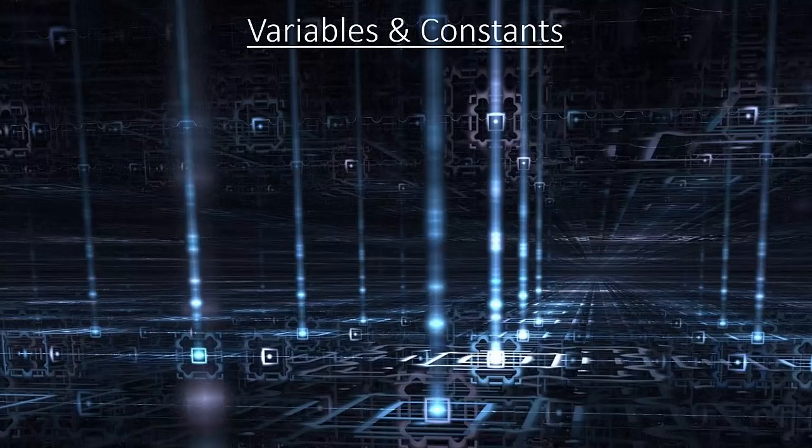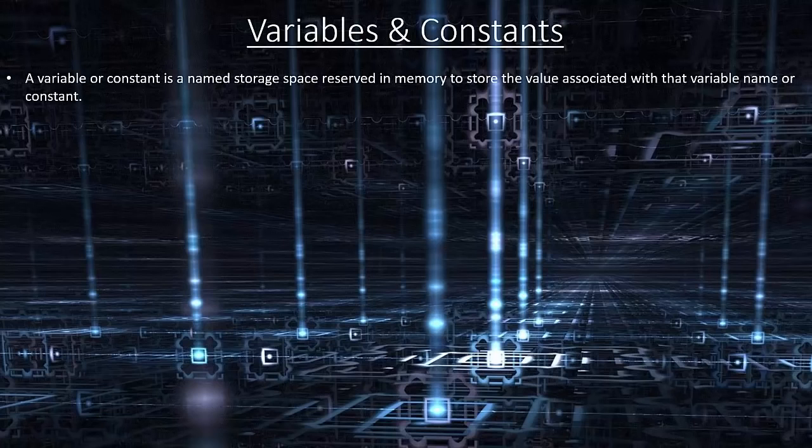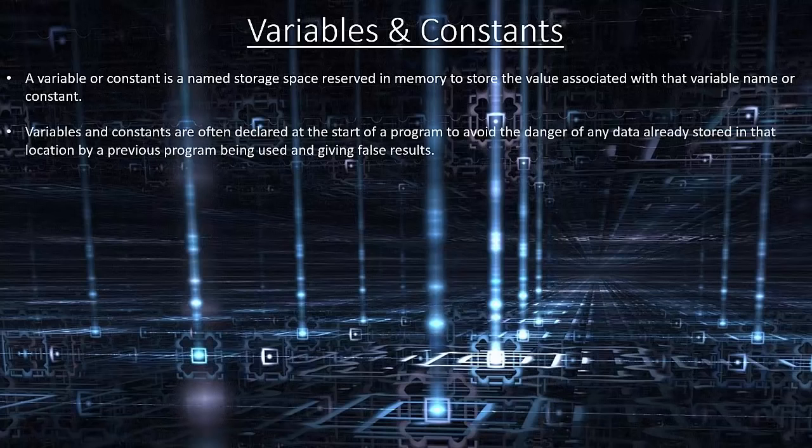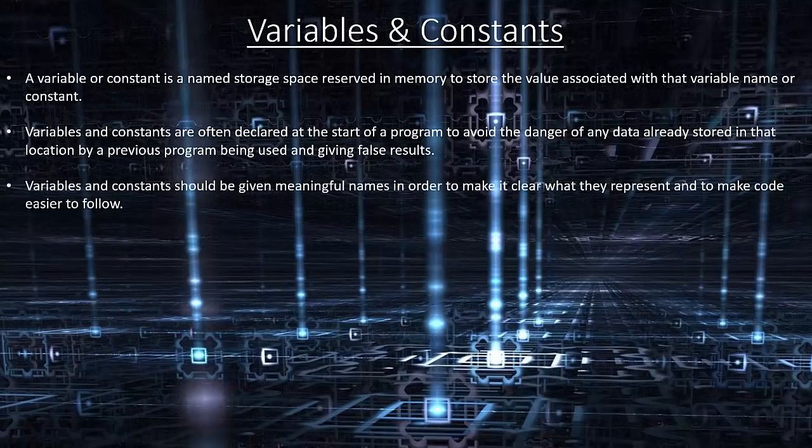Variables and constants. A variable or constant is a named storage space reserved in memory to store the value associated with that variable or constant name. Variables and constants are often declared at the start of a program to avoid the danger of any data already stored in that location by a previous program being used and giving false results. Variables and constants should be given meaningful names in order to make it clear what they represent and to make code easier to follow.